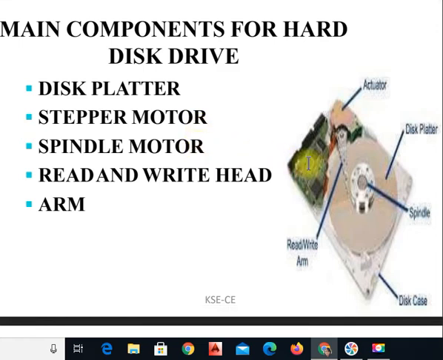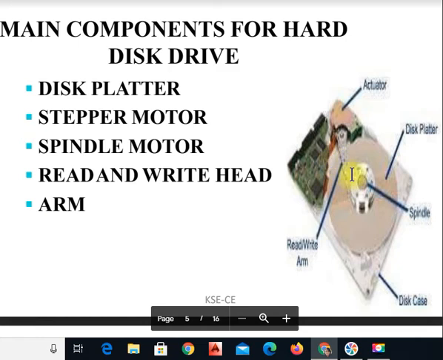There are two types of motors available. Spindle motor means the rotation of the center of the platter, the spindle. Whenever the disk is rotated continuously, that is with the help of the spindle, and this rotation is done by the spindle motor. What is the stepper motor?